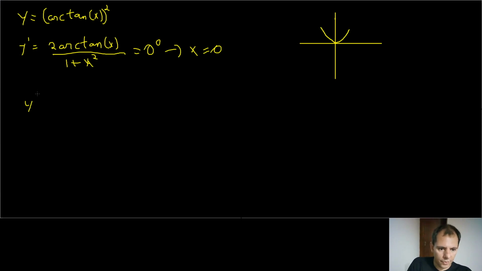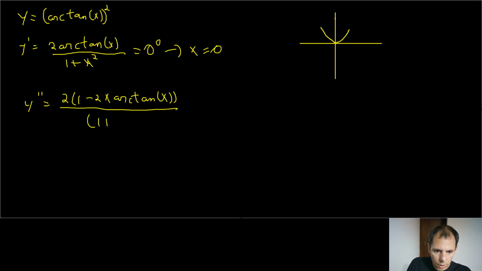Anyway, I'm just going to give you the value ready, so we don't waste any time. 1 minus 2x arctangent of x divided by 1 plus x squared squared. So let me see if I copied this right. Yes, I did. Okay.